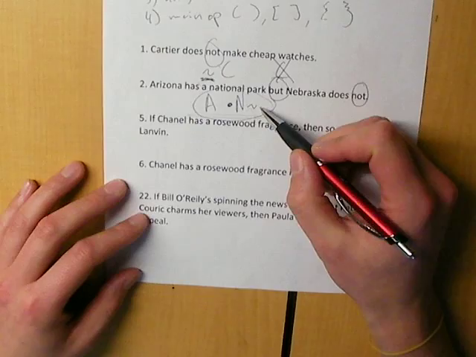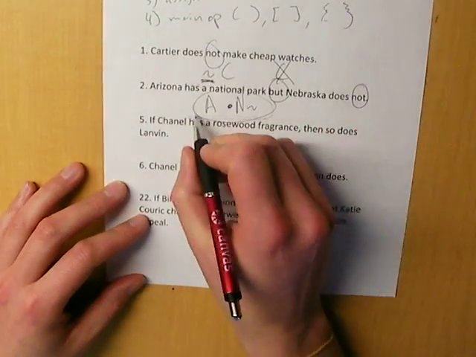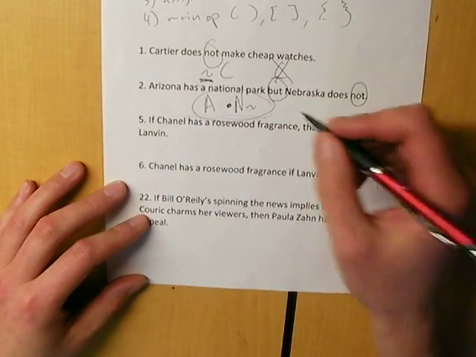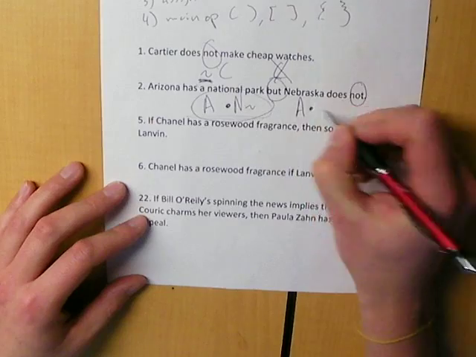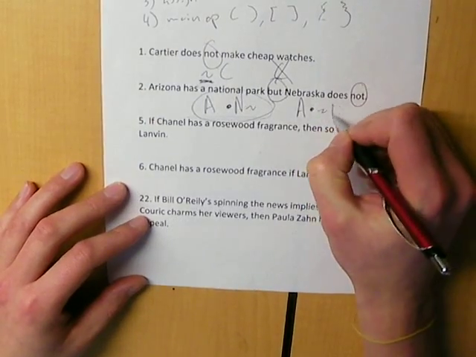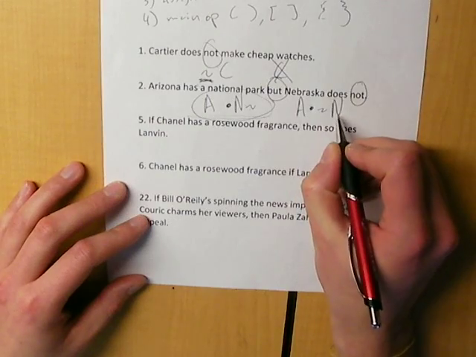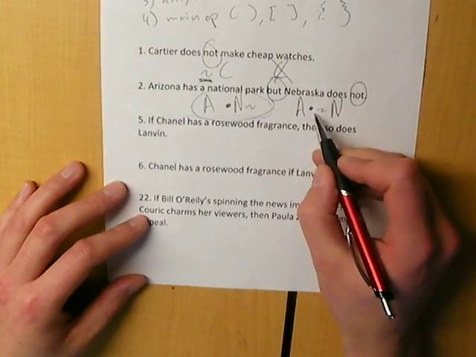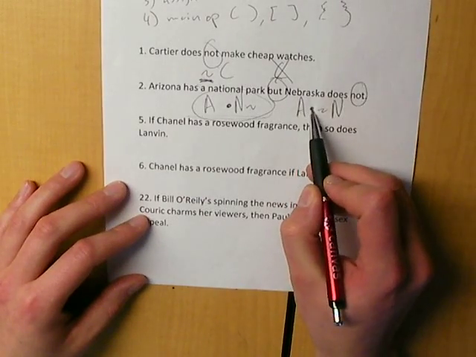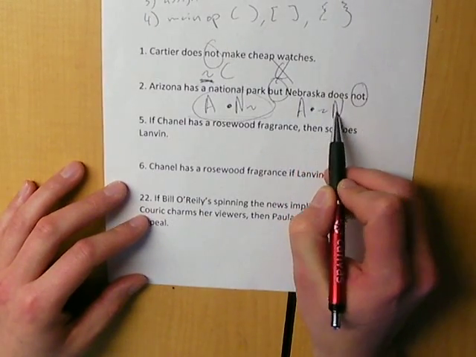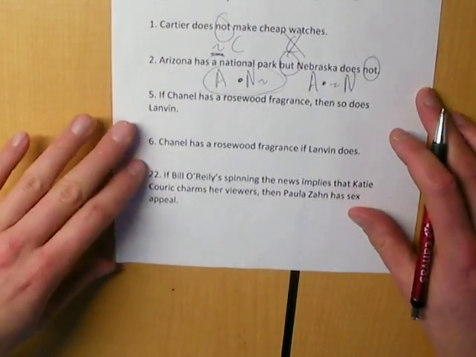The tilde, mind you, comes directly in front of that which it negates. So even though that's the exact ordering of the language, symbolically it would need to be Arizona, but not Nebraska. The tilde is negating Nebraska having a national park. A dot tilde N. Arizona has a national park, but Nebraska does not.